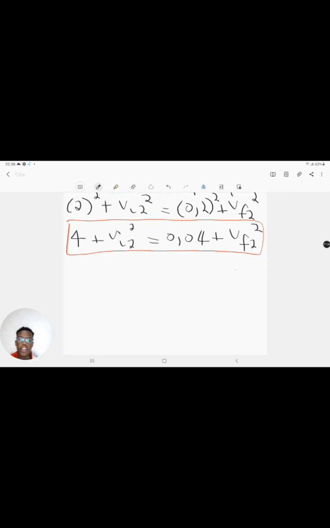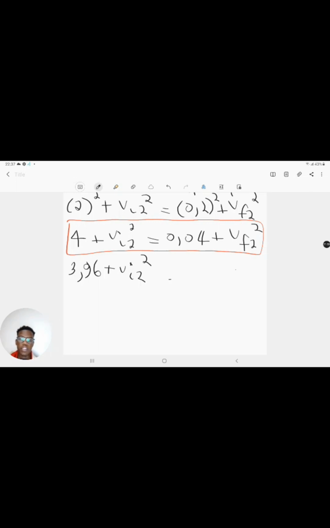I'm just going to take that 4 to the other side, and I'm going to put a negative onto that 4, and I am going to simplify that. So what I'm going to get is 4 minus 0,04 is going to give me 3,96. Then I'm going to have plus V.